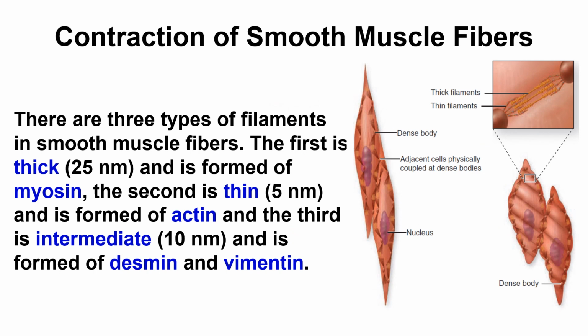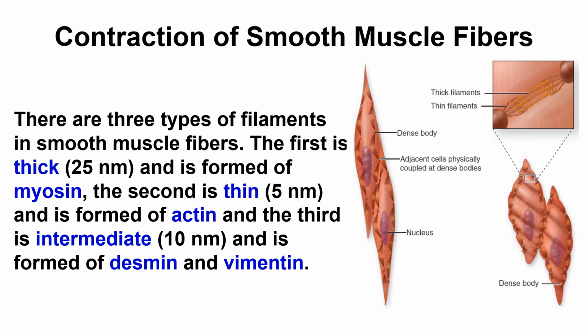There are three types of filament in smooth muscle fibers. The first is thick and is formed of myosin, and the second is thin and is formed of actin. Let's look at the upper right-hand figure. Thin filaments are attached to dense bodies. These dense bodies are formed primarily of alpha-actinin. They are scattered in the sarcoplasm or attached to the sarcolemma.